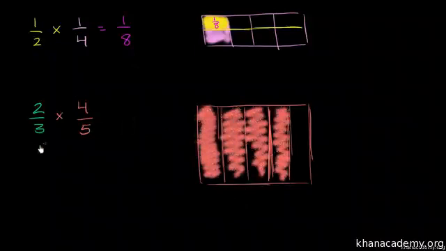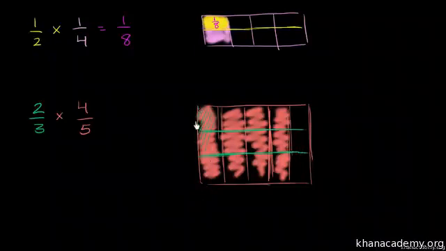Now we can view this as 2/3 of the 4/5. So how can we think about that? Well, we could take this section and divide it into thirds. So let's do that. We're going to divide it into 3 equal sections. So that's 1/3 and then 2/3. So we took each of the 5 equal sections and we divided them into 3 equal sections. Now what's going to be 2/3 of the 4/5? Well, that's going to be this part right over here.